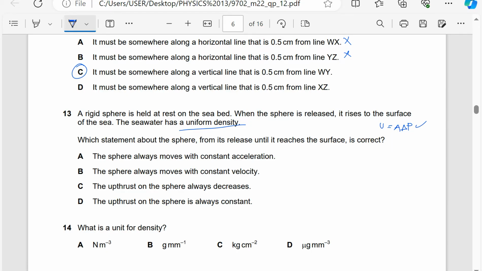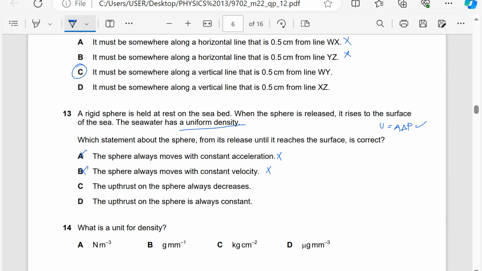The sphere always moves with a constant acceleration. Of course, as it moves, there is a viscous drag which increases with motion, so the acceleration must reduce. So this one is not going to be correct. The sphere always moves at a constant velocity. Of course, as the drag increases, the velocity decreases, so this one is also not correct.